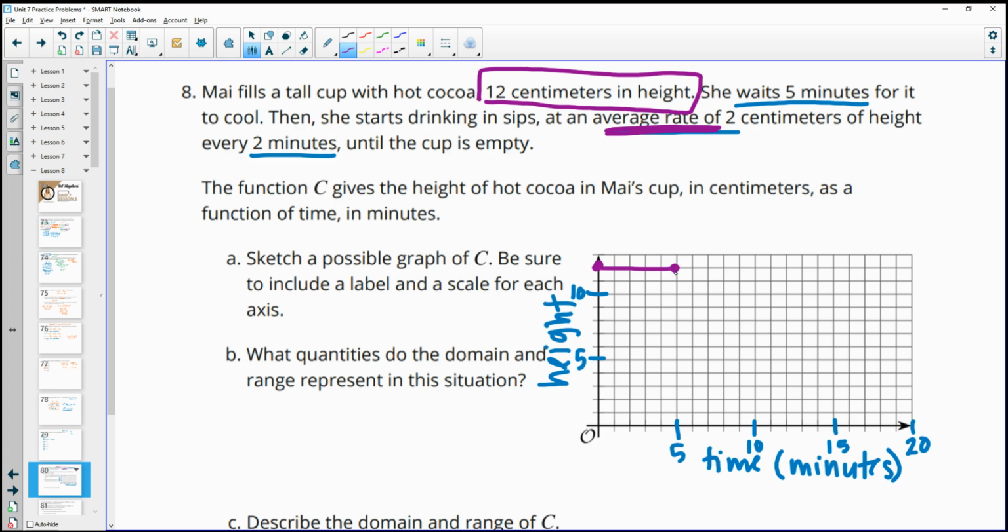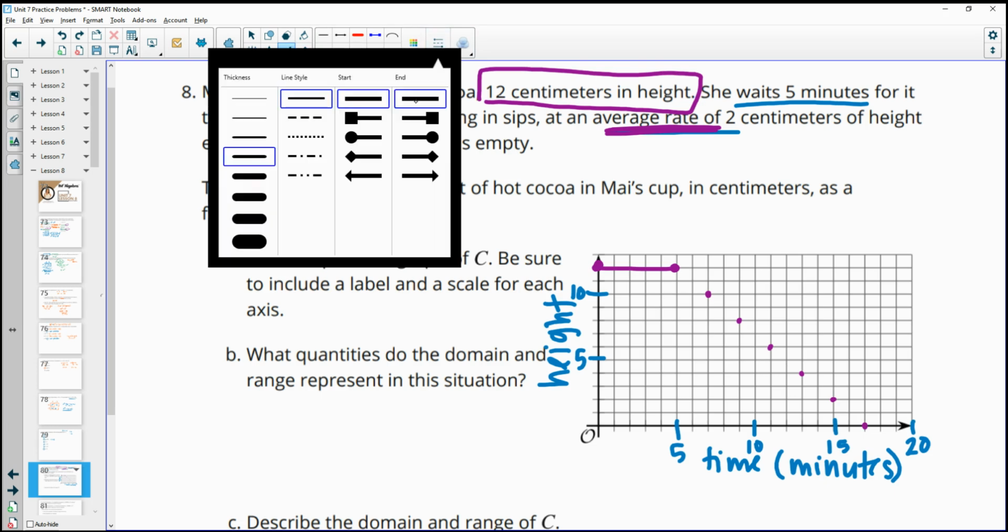Then she starts drinking at an average rate of change of 2 centimeters every 2 minutes. So this means after 2 minutes, okay, so at 7, she'll be down to 10 centimeters in height for her cup. And after another 2 minutes, she'll be down another 2, every 2 minutes. So this is the average rate of change.